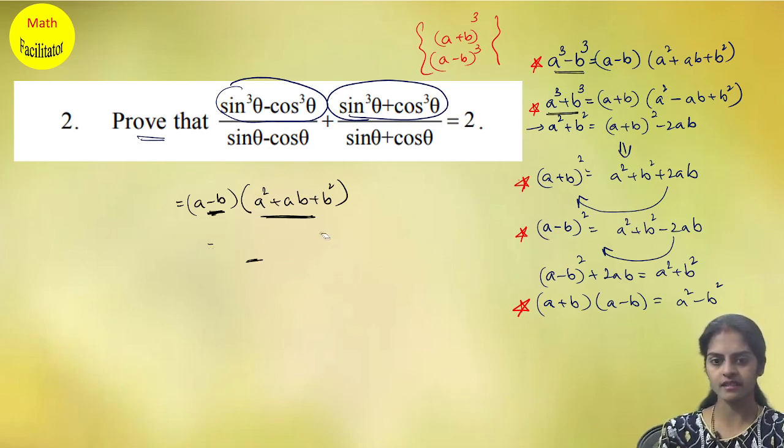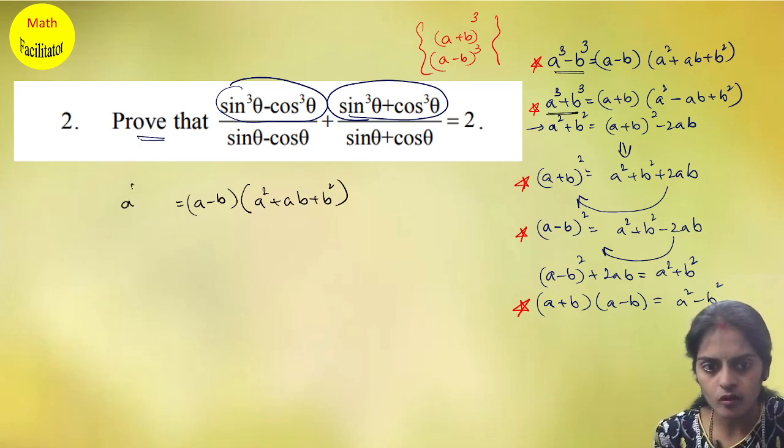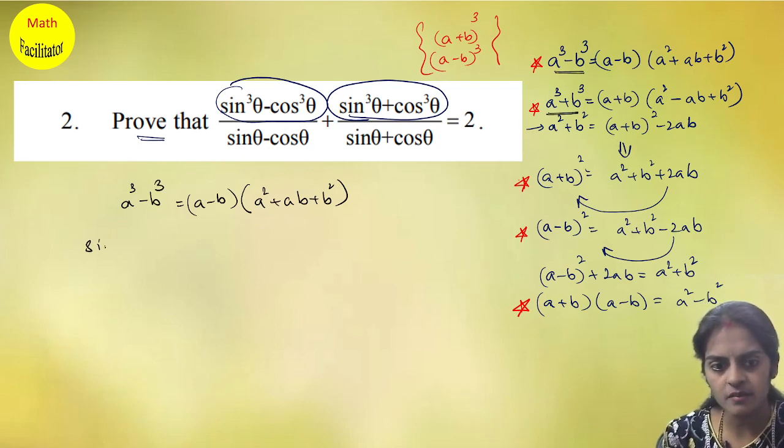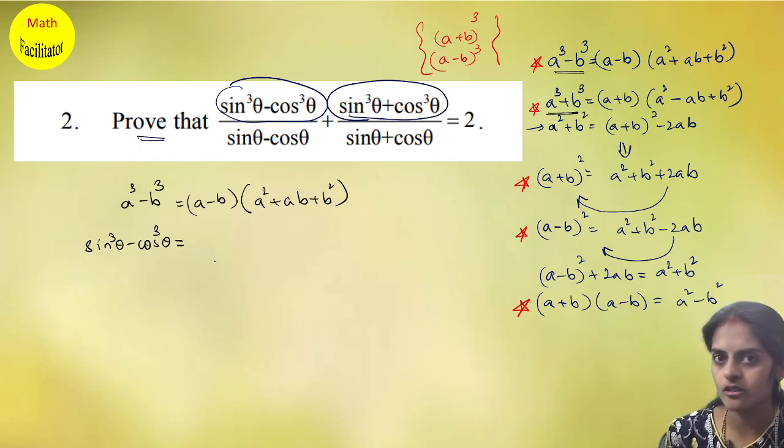So I'll help you substitute here. We know the identity now. We know a cube minus b cube is this much. The first term given is sine cube theta minus cos cube theta, which is like a cube minus b cube. In the place of a I have sine theta, in the place of b I have cos theta. So if I have to substitute, what is a minus b then?